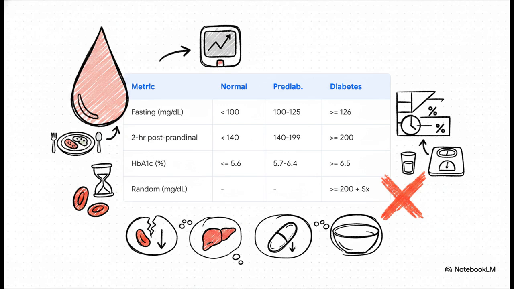You also have the random glucose metric, 200 or greater, paired with the classic symptom triad of polyuria, polydipsia, and weight loss. Crucially, polyphagia has actually been de-emphasized in modern teaching. And keep in mind, while HbA1c is a really reliable average, it doesn't measure time in target. It's also super vulnerable to false alterations. For instance, something like hemolytic anemia or chronic liver disease, that's going to falsely lower your HbA1c, but iron deficiency, that'll actually falsely elevate it. So keep an eye out for that.